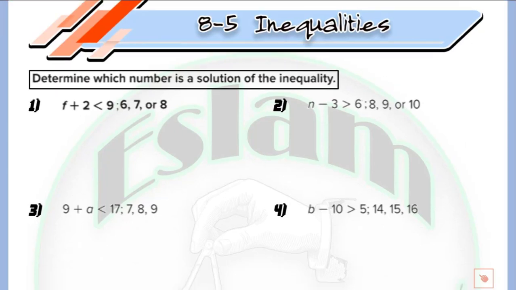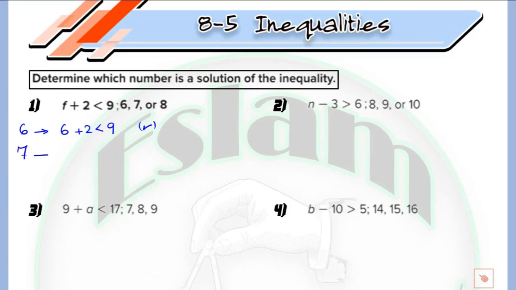So in question number 1, we need to determine whether the number is a solution of the inequality or not. We have the inequality x plus 2 is less than 9. We need to check whether 6, 7 and 8 are solutions or not. So all we have to do is just try. By using substitution, we will check for 6. Now I will replace the variable with 6. So can we say that 6 plus 2 is less than 9? 6 plus 2 equals 8. 8 is smaller than 9, so 6 will be one of the solutions.